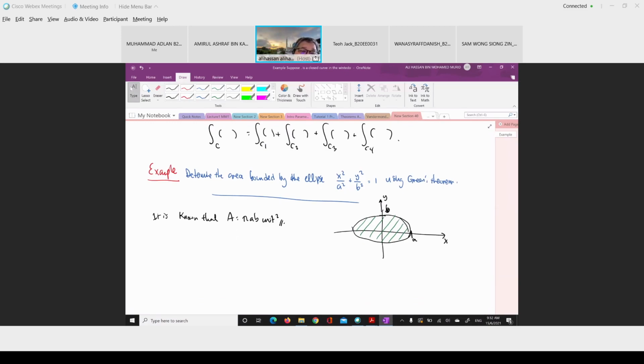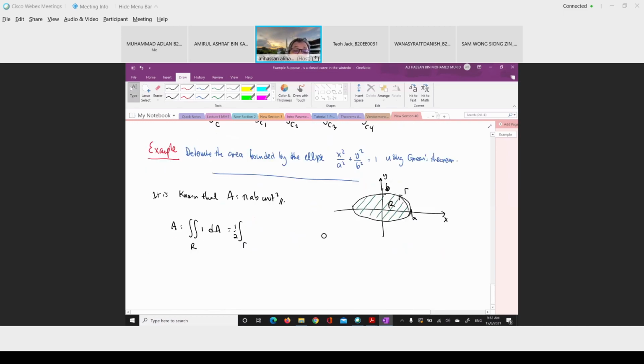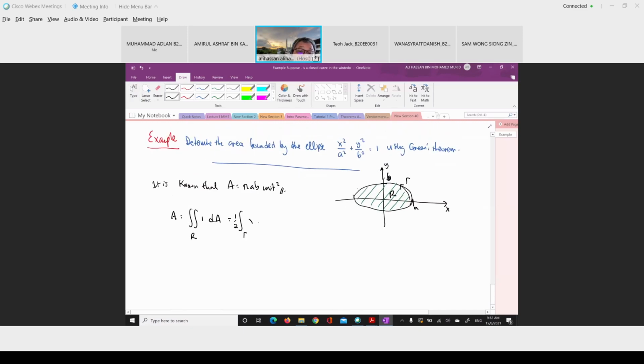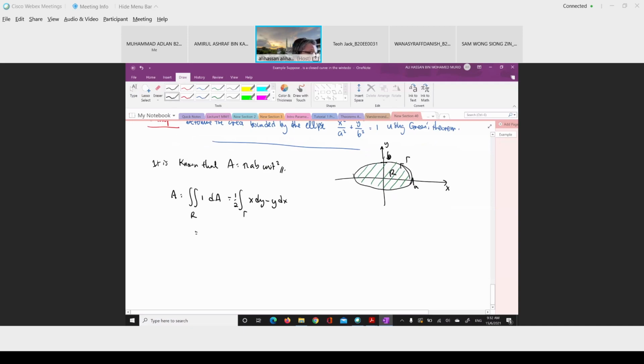By Green's theorem, the area, let's denote the region here as R, the double integral of 1 dA is equal to the integral over the curve gamma of 1/2. Let's use the third formula. The third formula is x dy minus y dx.